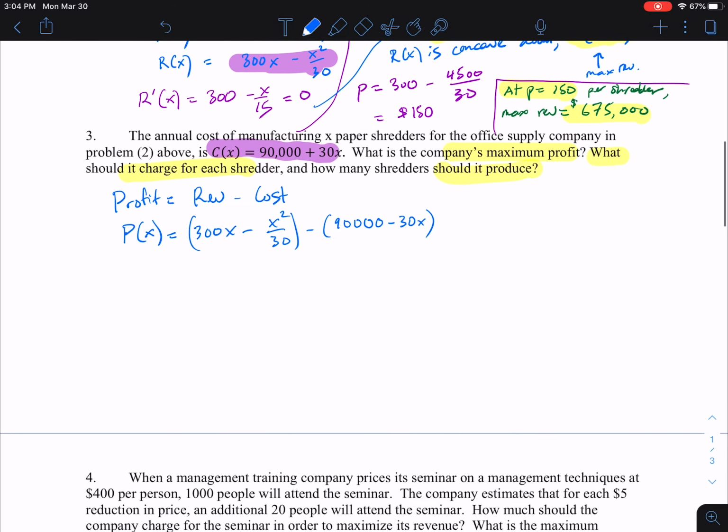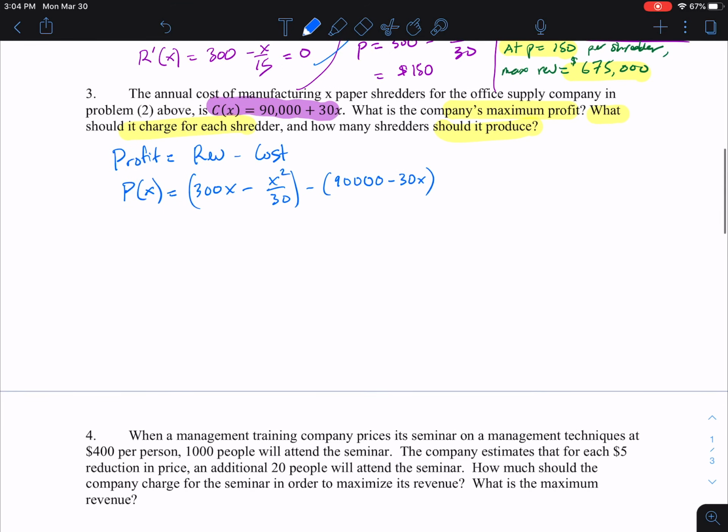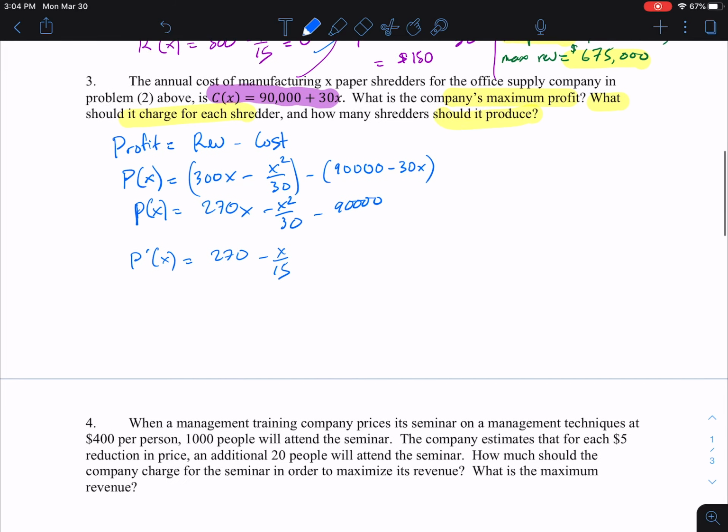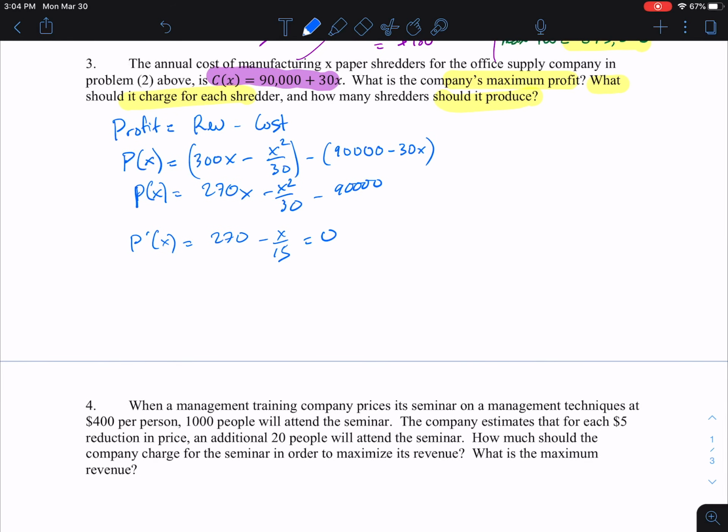All right, so let's go ahead and subtract the two functions to get the profit function. P of x now equals 270x minus x squared over 30 minus 90,000. Okay, so that's our profit function. To maximize the profit, we have to find the critical value for the first derivative. And to do that, we get 270 minus x over 15. So that is the first derivative function for the profit.